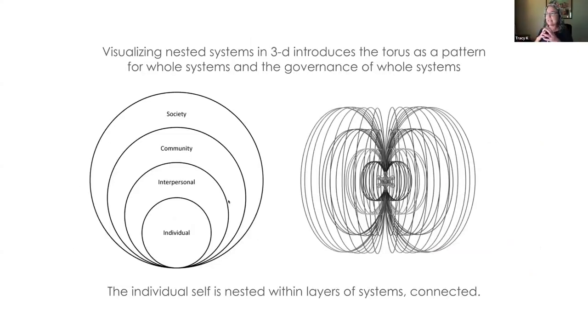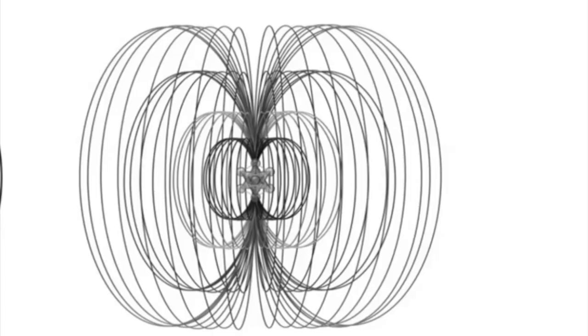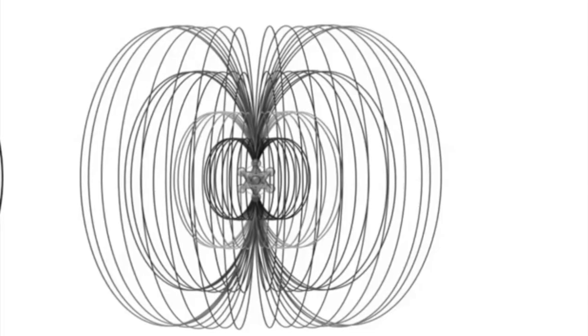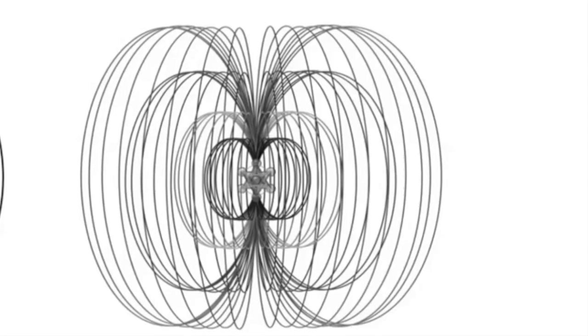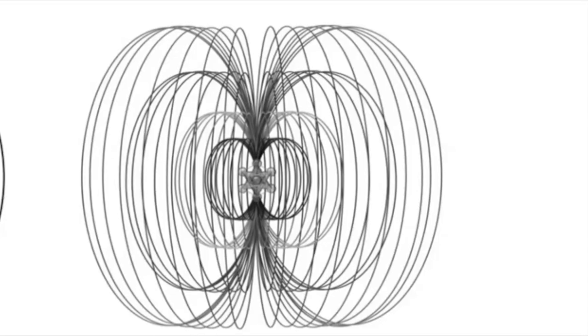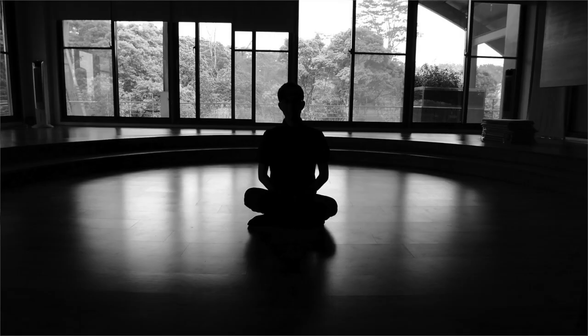So, visualizing these nested systems in three dimensions, we're introducing the torus as a pattern for whole systems and for governing whole systems. To me, thinking of us as the center, right? So the individual, the self, is the torus at the center. I want to take a moment to do this visualization with you all. You're welcome to close your eyes or just soften your gaze or look out a window.